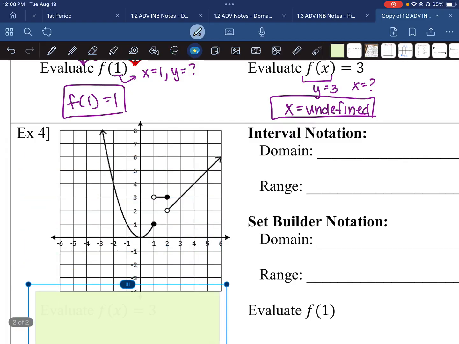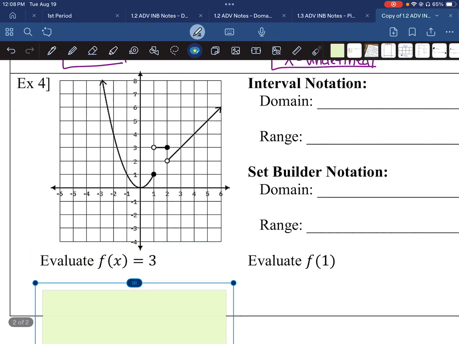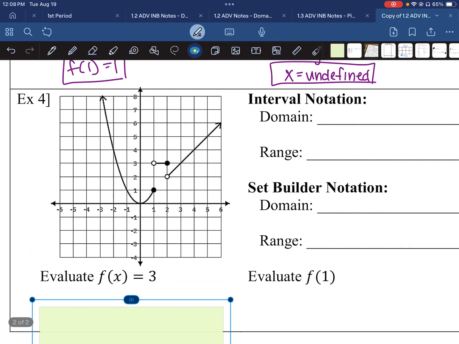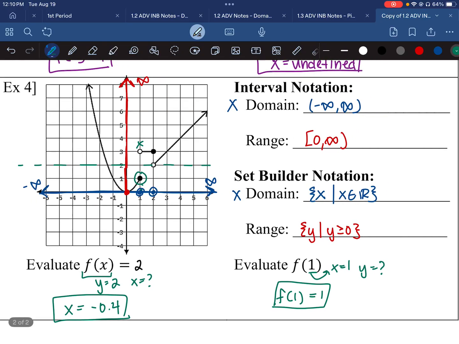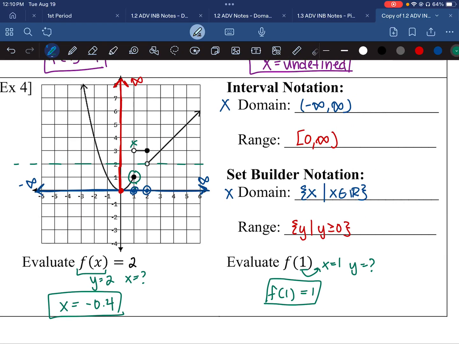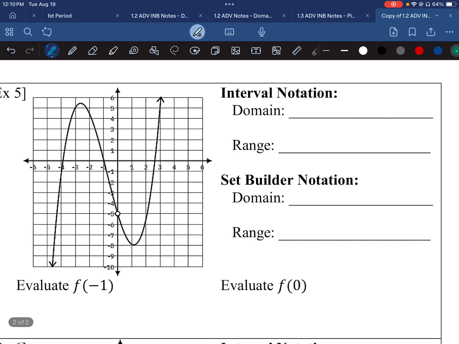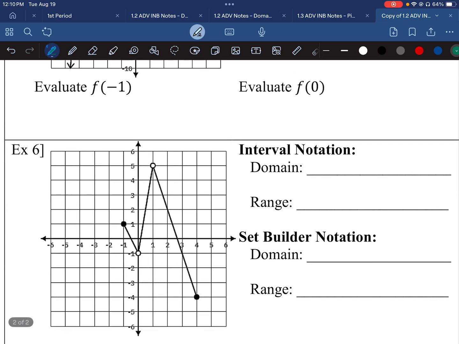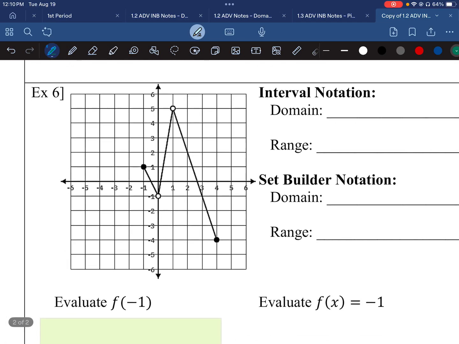Try the next example on your own. Go ahead and pause the video and try all the pieces of this next example. Okay, here are your solutions to example 4. We're going to skip example 5 and try out example 6 together.